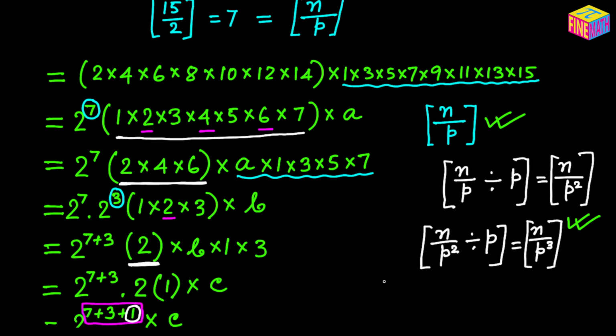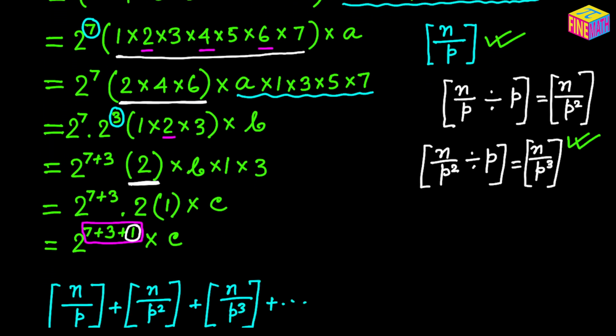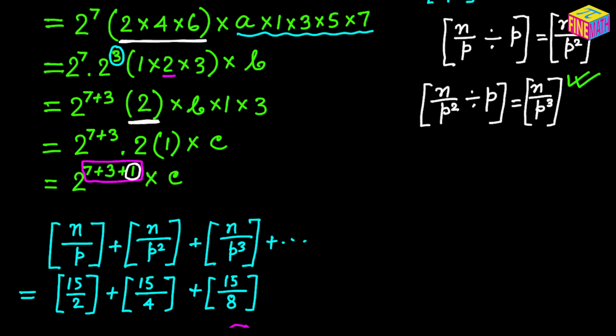So from here, ultimately, our 2 to the power 7 plus 3 plus 1, I'm going to write it like this. This is our prime number, and the 7 is actually the greatest integer of 15 divided by 2, and then the 3 that we have is actually 15 divided by 2 squared, which is 4. I'm going to write it as 2 squared, greatest integer of that.